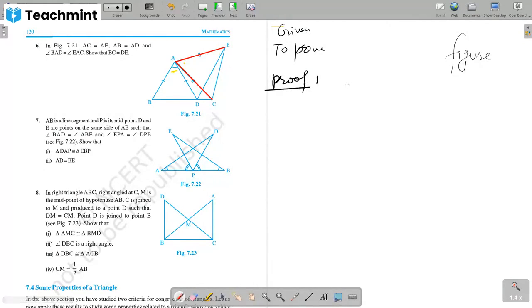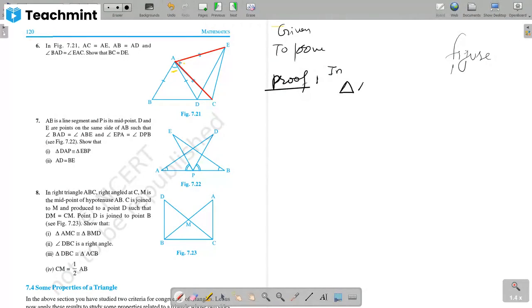Ma'am, if we don't make the figure and don't use angle 1 and 2, and instead use the names given in the figure, will it be right? Yes, of course. No need to name it as 1, 2, and 3. It's not compulsory. If you find it difficult to write angle BAD, angle CAB, and AD every time, then you can name them 1, 2, 3, 4. Just to make this question simple, we name them. So let's start with the proof.